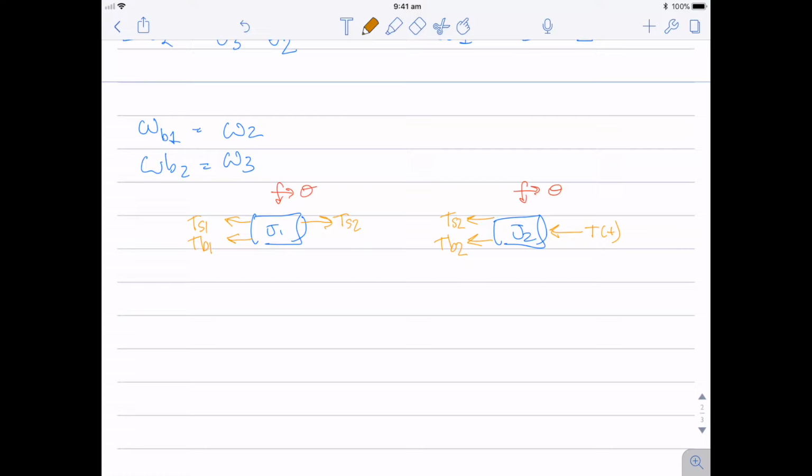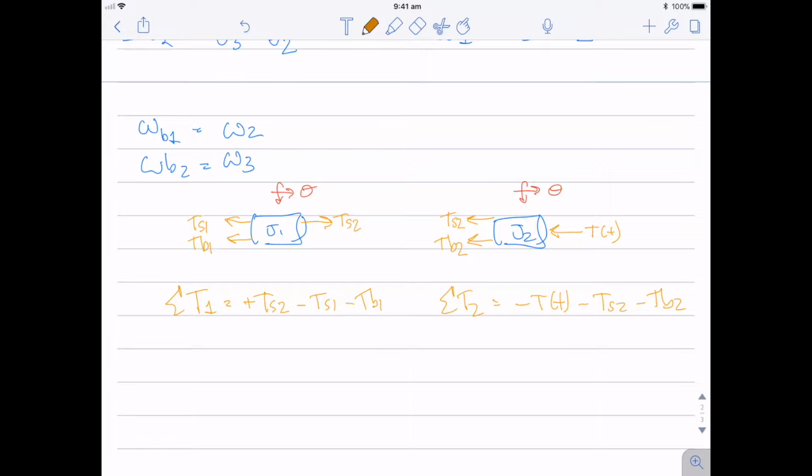If we write out Newton's second law, sum of torques for number 1 is going to be plus TS2 because it's pointing in the same direction as motion, minus TS1 because it's pointing opposite to the direction of motion, minus TB1 because it's pointing opposite to the direction of motion. And on the other side, sum of torques 2 is going to be minus T of T, minus TS2, minus TB2.